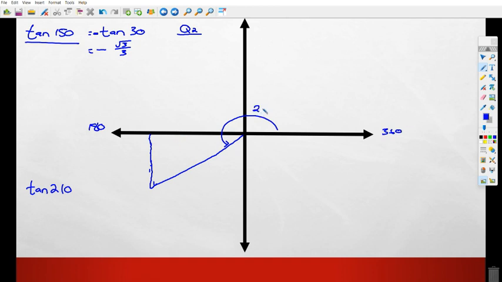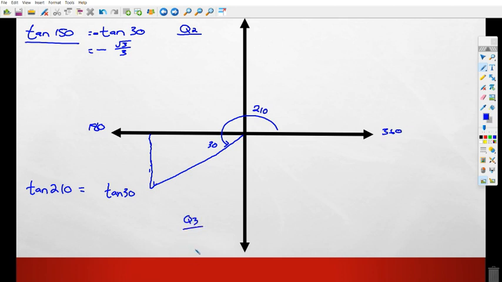So if this is 210 degrees, this whole angle over here, how far am I from 210 degrees to 180 degrees? I'm 30 degrees. So instead of saying 210 degrees, what could I say? I could say tan of 30, because that's the angle that was closest to my horizontal, from this line. And where am I? Where did I draw this triangle? In which quadrant? I drew it in quadrant 3.